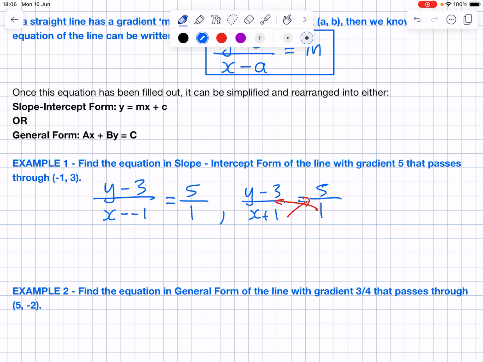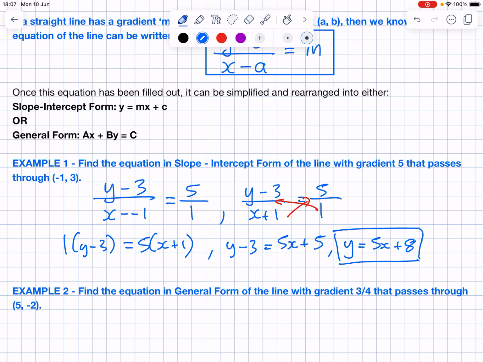And this is a cross multiply now. 1 times y take 3 on the left, and 5 times x plus 1 expands to y take 3 is equal to 5x plus 5. I want it in slope-intercept form, so I want y by itself. The only other thing with y here is take 3, so I need to do the opposite of that, which is add 3, so y is equal to 5x plus 5 plus 3, which is plus 8. That is the answer in slope-intercept form.